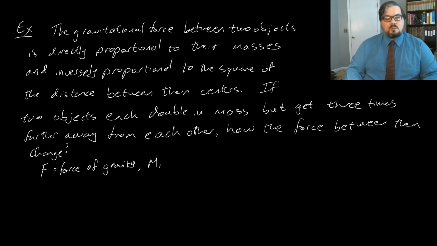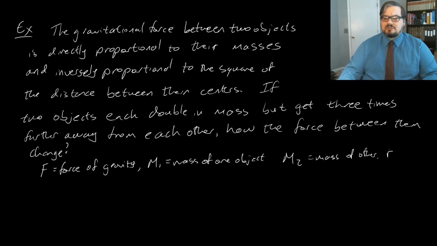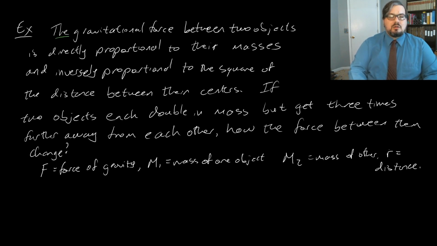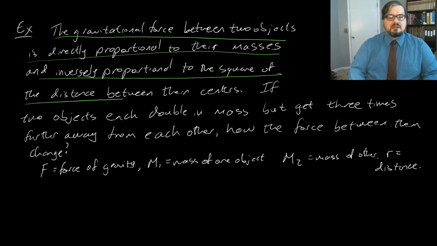Let's let M1 be the mass of one object, M2 the mass of the other object, and then, sorry, let's let R be the distance between them. So what our proportionality statement here tells us is the following.